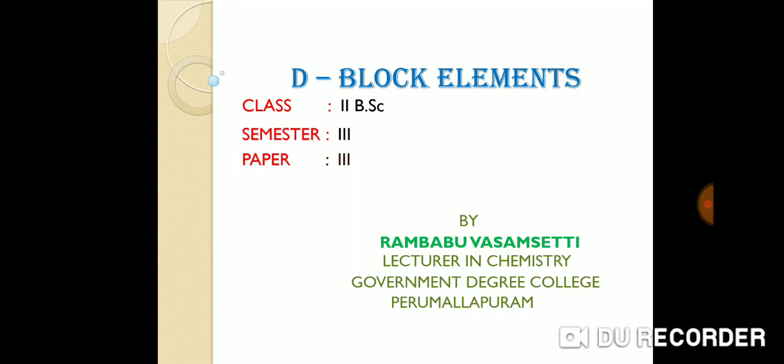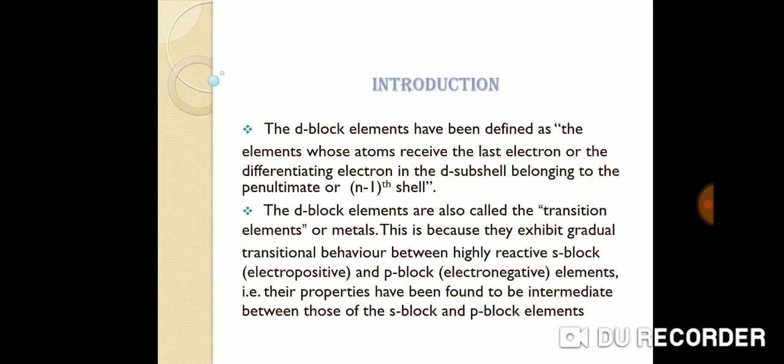Now, I am discussing D block elements. This is regarding the BSc third semester syllabus. So now, what are the D block elements? As per the definition, the D block elements are defined as the elements in which the last entering electron, or the differentiating electron, enters the D subshell, or the penultimate shell, or the n minus 1 shell. Those particular elements are nothing but the D block elements.